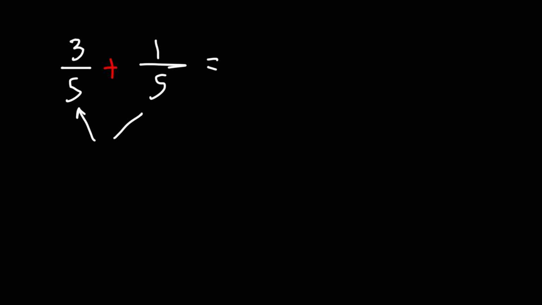If the denominators of the two fractions are the same, you can simply add the numerators of the two fractions. So 3 plus 1 is 4, so this is 4 over 5.